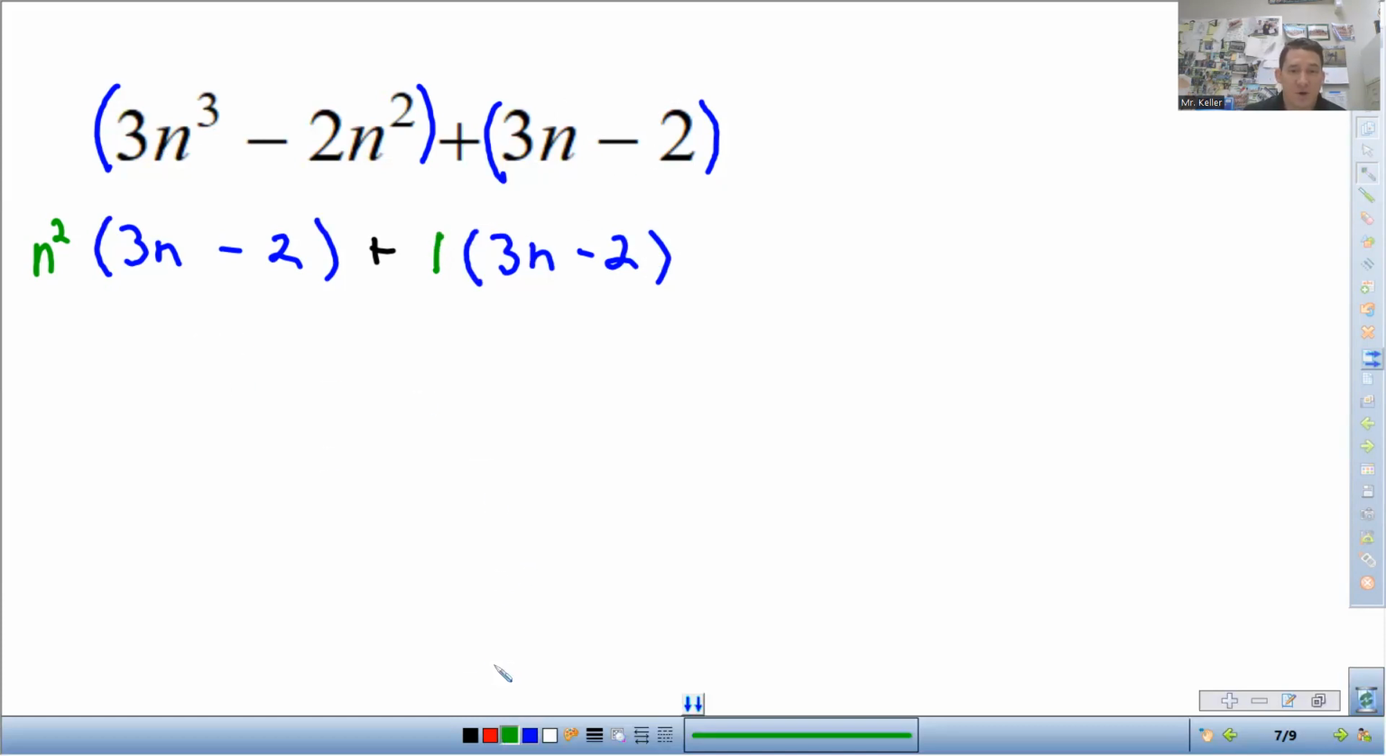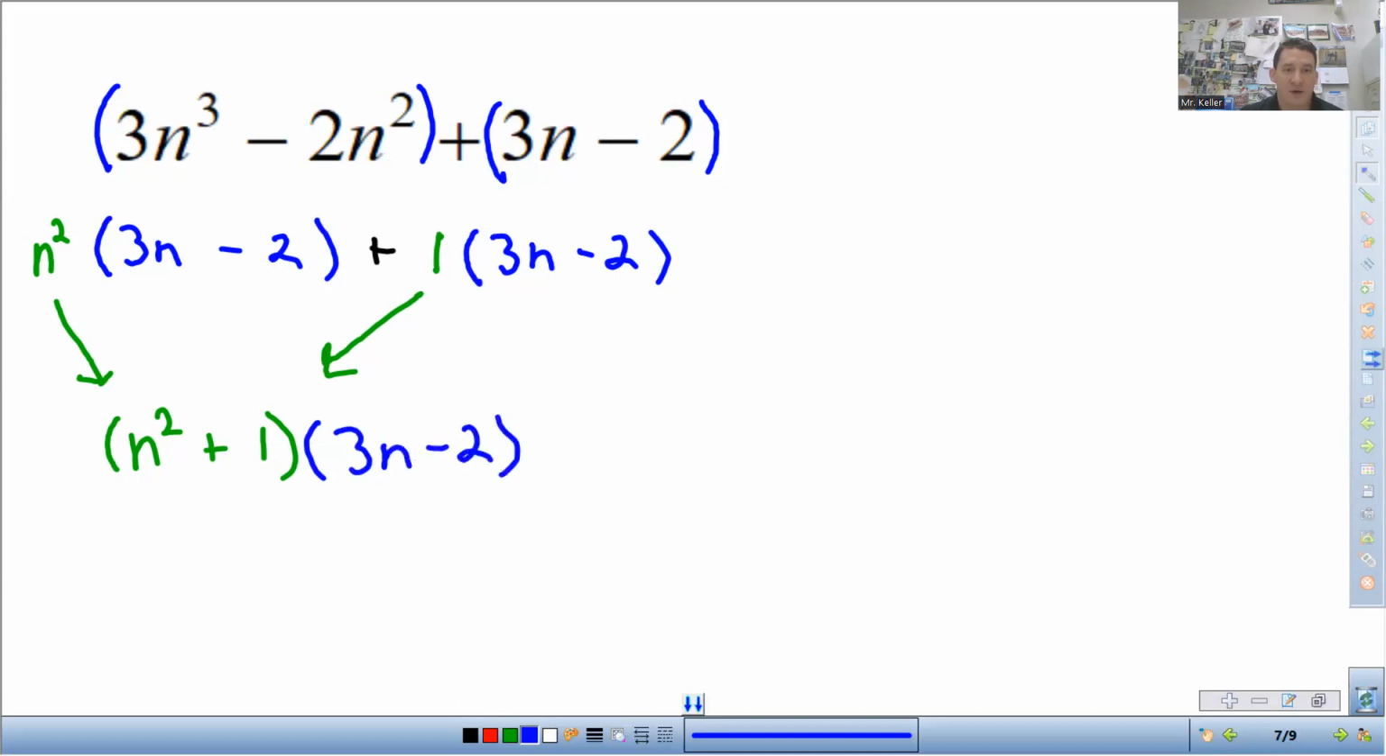Next, what you want to do is regroup things. So I'm going to group the greatest common factors together, those numbers in green, into one set of parentheses. So it's going to be n squared plus 1. And then you only need one of the blue groups. So 3n minus 2.